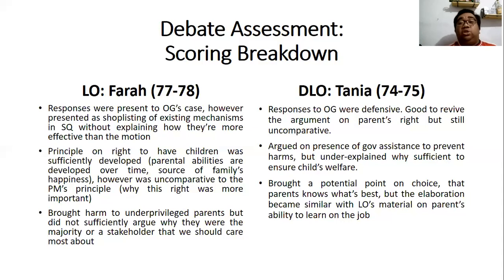For deputy leader of opposition, we gave DLO 74 to 75. So the reasons were as follows. Firstly, we felt that the responses to opening government were defensive. DLO did a good job in trying to revive the argument on parents' rights, but it was still uncomparative, and it was just not developed more. And so that's why we felt that it was kind of repetitive.